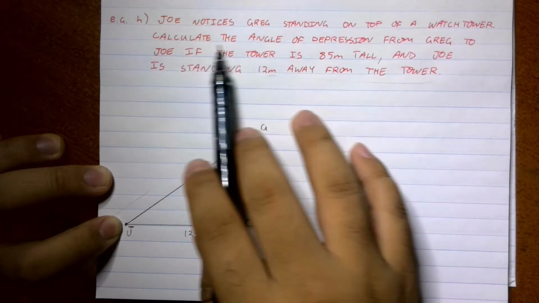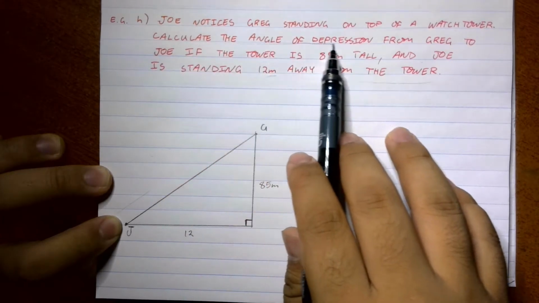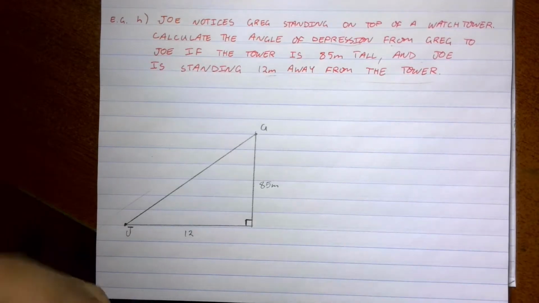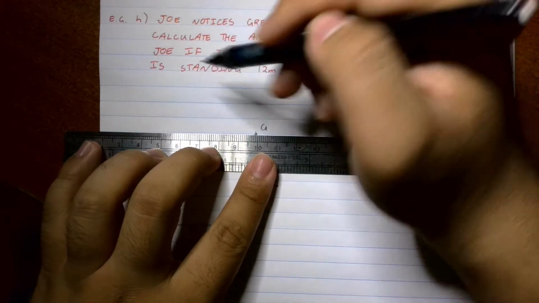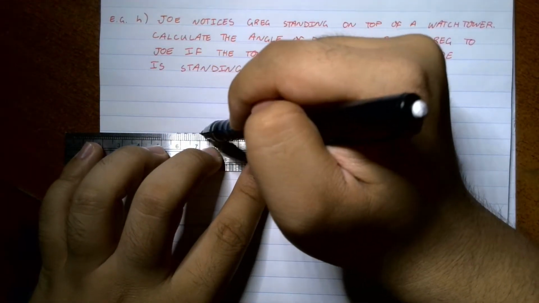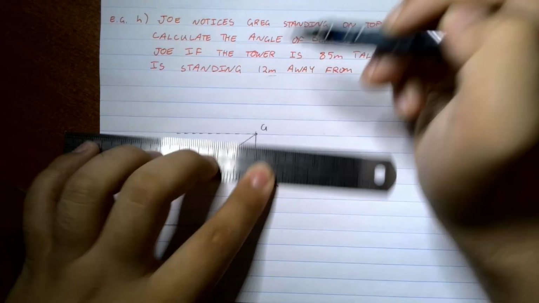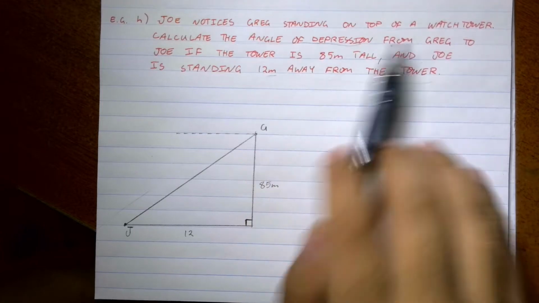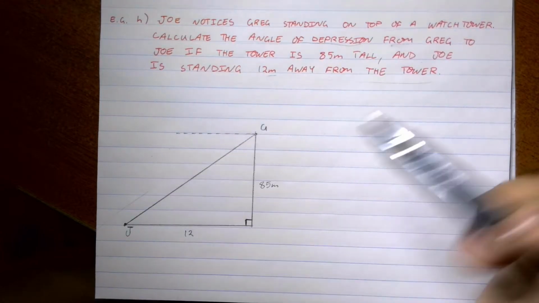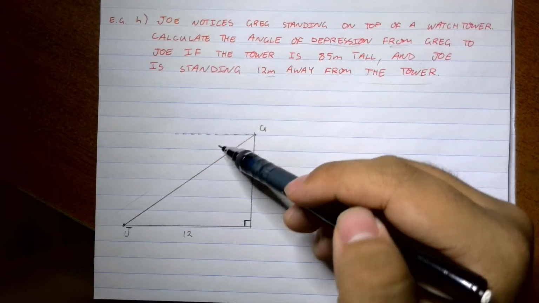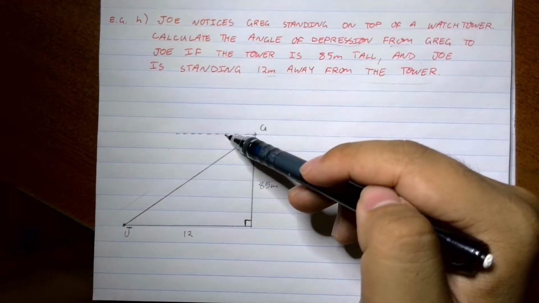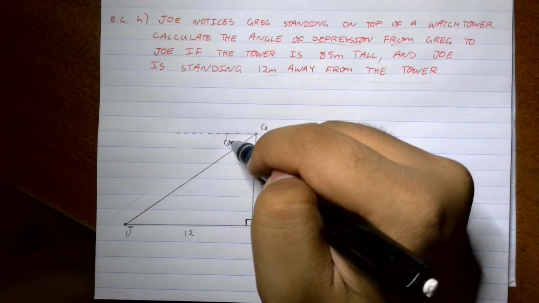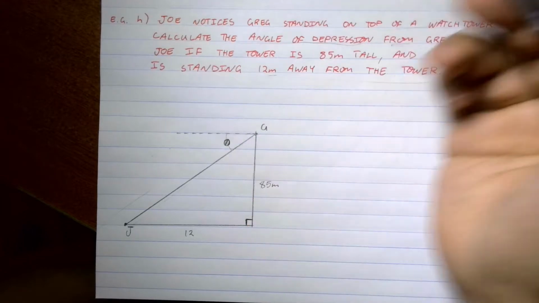Calculate the angle of depression. Okay, this is a bit odd. From Greg. So from Greg, we're going to be drawing a horizontal line of sight, because it says calculate the angle of depression from Greg. So Greg has a line of sight there, and he looks straight until he looks down and notices Joe. So this here is the angle we are calculating.